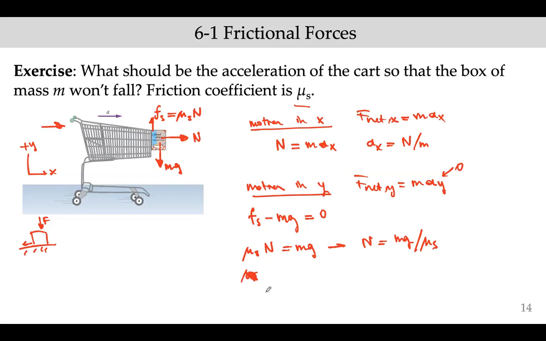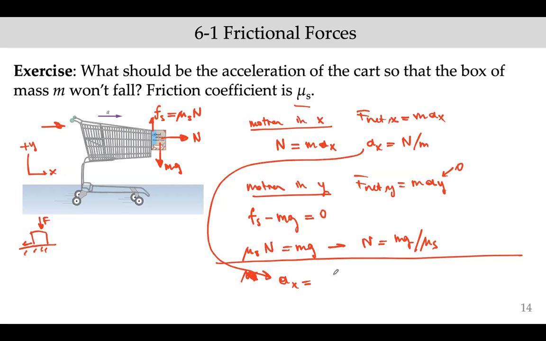Now what I'm going to do is calculate ax. That's what the problem is asking, right? So ax should be, if you look at what we did here, normal force divided by m, and we already found the normal force. Let's plug it here. So this is going to be mg divided by mu s divided by m. So there's 1 over m here. So these m's cancel. And we found the acceleration to be g divided by mu s.